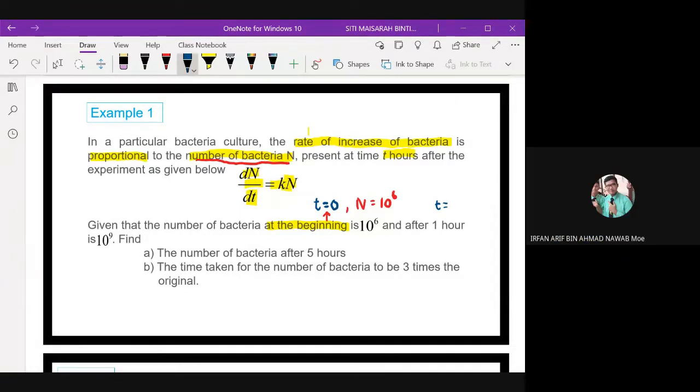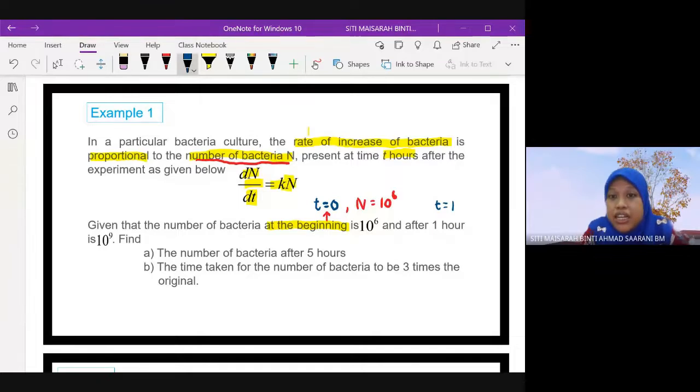1 hour, madam. Okay. So since kat sini dia dah mention, at time T hours. So jadi T kat sini after 1 hour is represent T equals to 1. So then when T equals to 1, N is equal to 10 to the power of 9. Okay. So jadi kita ada dua boundary condition, initial condition ni. So jadi maksudnya kita akan boleh cari dua benda lah.